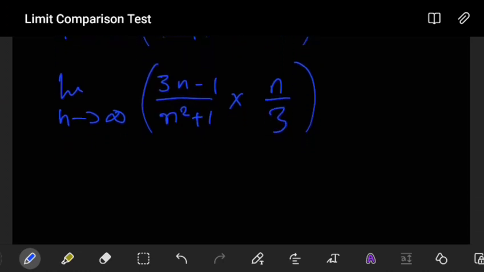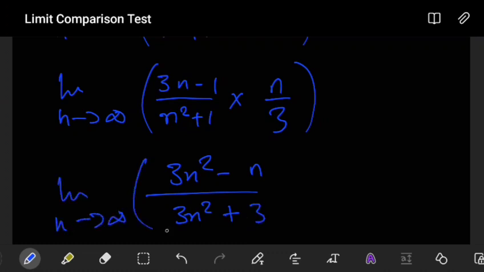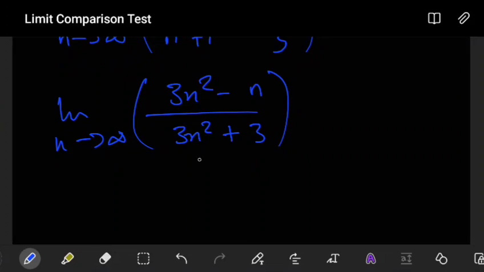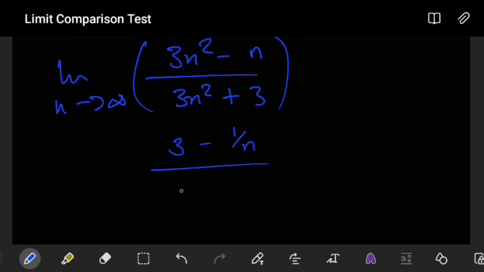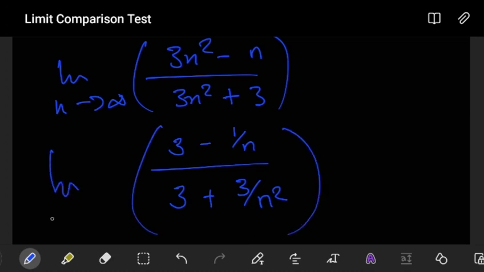And in the end, this ends up giving you 3n squared minus n over 3n squared plus 3. And of course, this is the limit as n approaches infinity. Now, by the same technique, n squared into everything. The first term here will be 3. The second term will be minus 1 over n. And then in the denominator, this again will be 3 plus the second term here will be 3 over n squared. Then of course, now we can evaluate the limit as n approaches infinity. As n approaches infinity, this will be 0, this will be 0. So this reduces to 3 over 3, which is just 1.